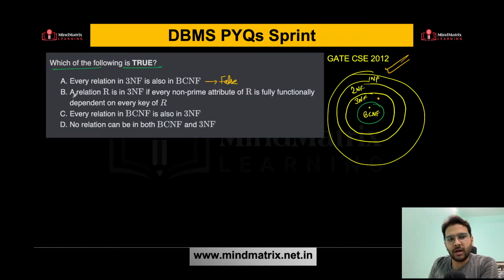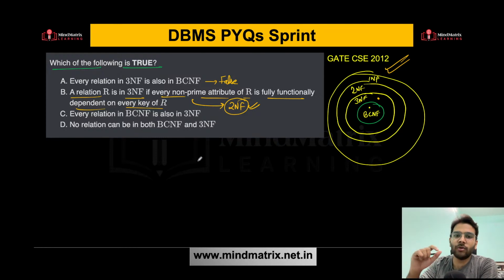What about option B? A relation R is in 3NF if every non-prime attribute of R is fully functionally dependent on every key of R. Here it is talking about 2NF. This is the definition of 2NF, when every non-prime attribute is fully functionally dependent on every key of R. Or in other words, no non-prime attribute is partially dependent on any of the keys. So this is the definition of 2NF, not 3NF. So that is the reason this is also false.